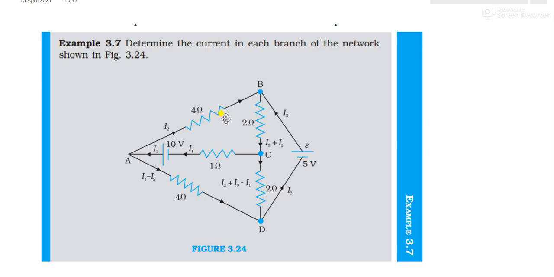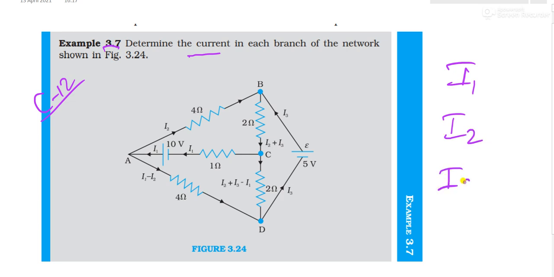For example, it's 3.7, full explanation we are going to learn. It's a very important problem in current electricity, for class 12 physics. This problem is based on Kirchhoff's law. Actually, they asked what is the current. The question is: I1 is equal to dash, I2 is equal to dash, I3 is equal to dash.